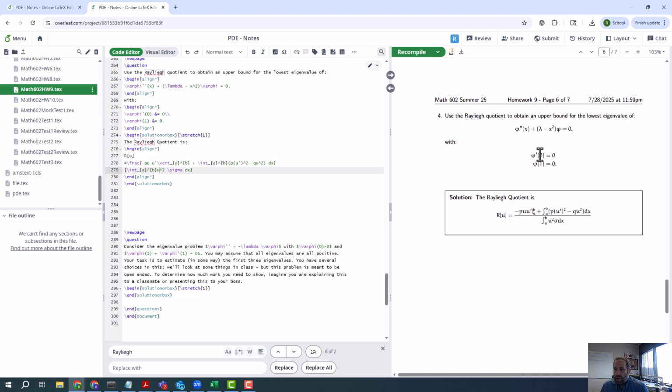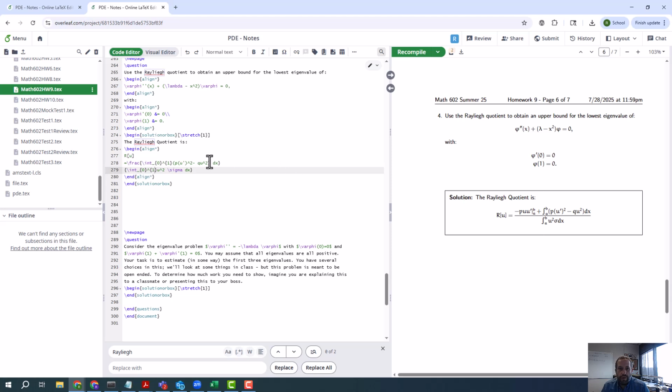U prime of 0 is 0. So when you plug in a, which is 0, you get 0. U of 1 is 0, so that's going to be 0. So the boundary terms are 0. And this a should be a 0, and the b should be a 1. Okay, let's try to think about what the other things are.